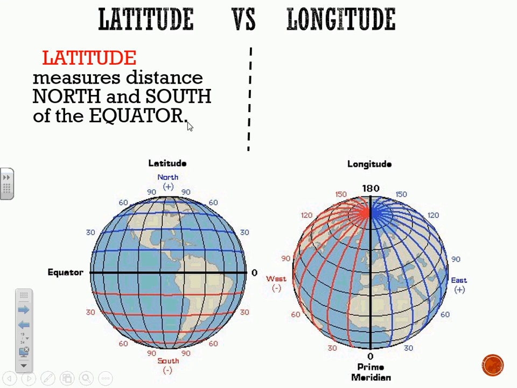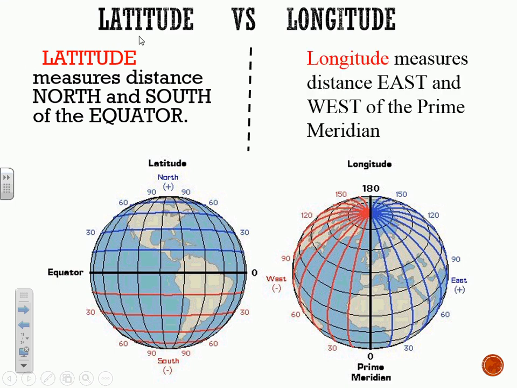Longitude measures the distance east and west of the prime meridian. Remember, we have the prime meridian at 0 degrees longitude, and the longitude lines measure distance west and east. So it's these red lines measuring west and these blue lines measuring east of the prime meridian. So we have the latitude measuring north and south of the equator, longitude measuring west and east. Make sure you're writing this definition down on your note sheet. Latitude and longitude make a grid so we can find things on the Earth.